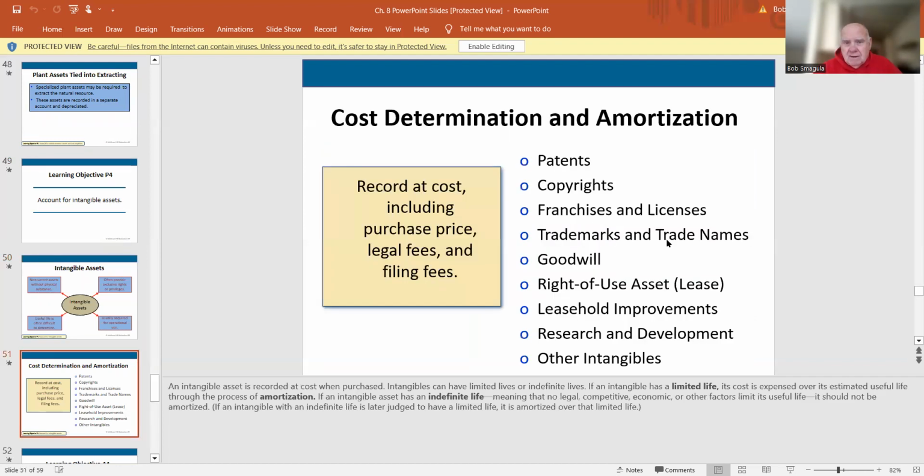Intangible assets. Look at them. Here are some. They are recorded at cost using the purchase price and any legal and filing fees involved. Say you bought a patent from an inventor and he sold his patent to you for $900,000, and there was $100,000 worth of legal fees you had to pay. It all becomes the price of the patent that you are going to amortize.